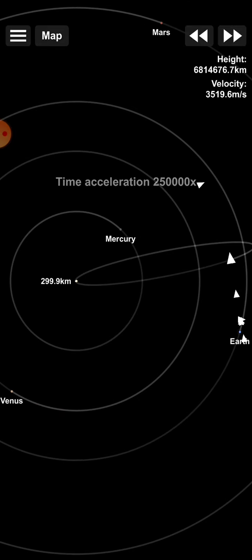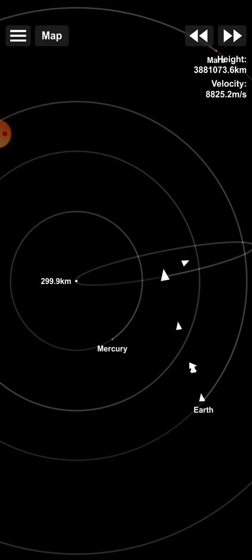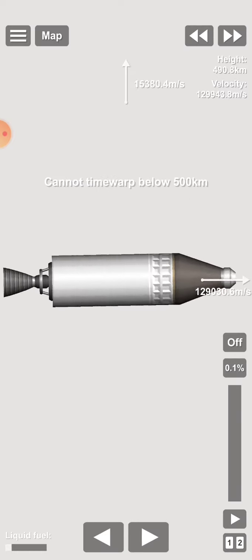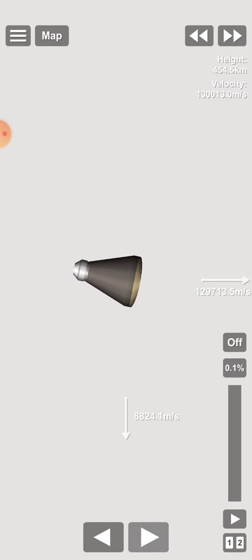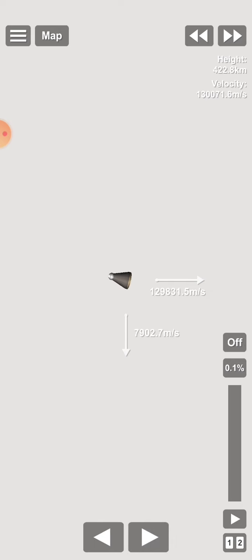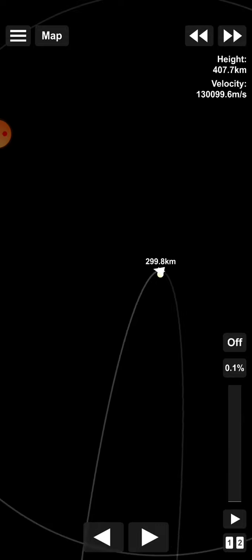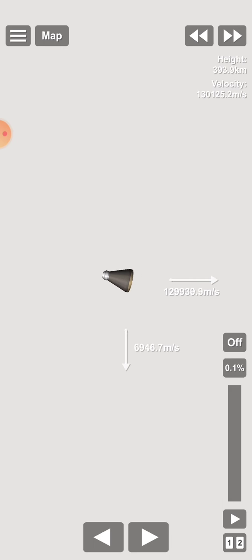Time warping, of course. And decouple and point the heat shield towards the sun, of course. Now let's see how long it will survive. It's still at 299, right? Yeah, it is. Oh, 299.8 now. I really hope it doesn't go that quick, because otherwise it would mean we basically can't go into the sun anymore. Which I guess is realistic, but it's also quite sad still.